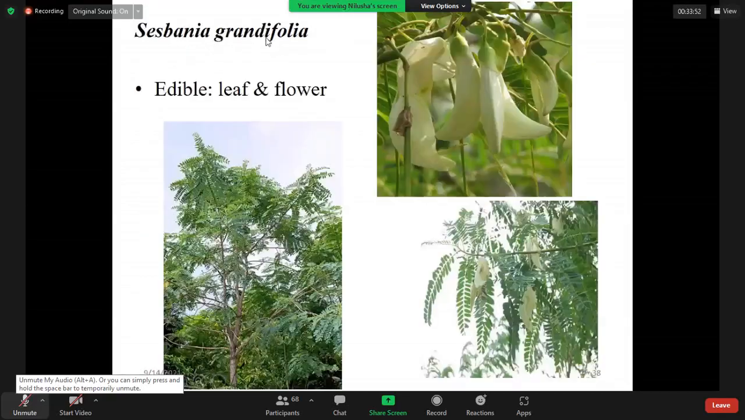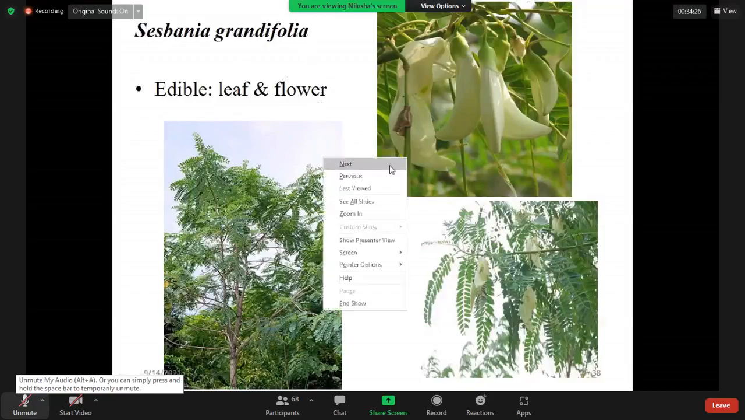Next one is Sesbania grandiflora. I told you about this one, you can understand, no? In Sinhala we call this Katurumurunga. Here the flower and leaf are also edible. You should remember this botanical name also, Sesbania grandiflora. This one is special, no?